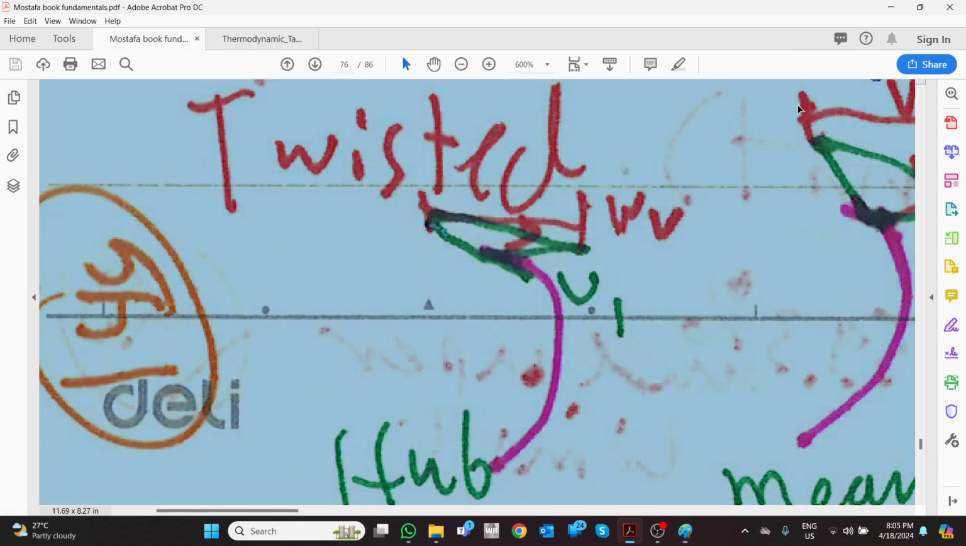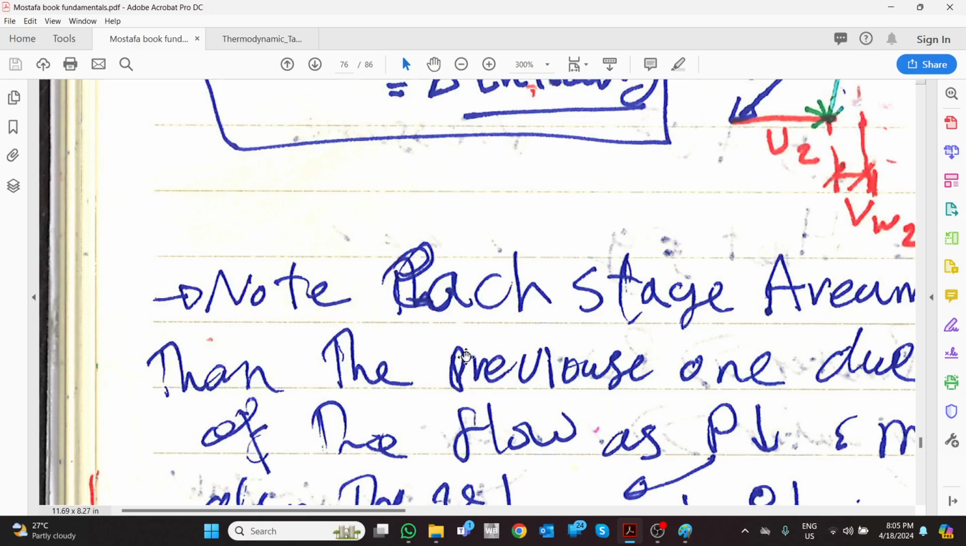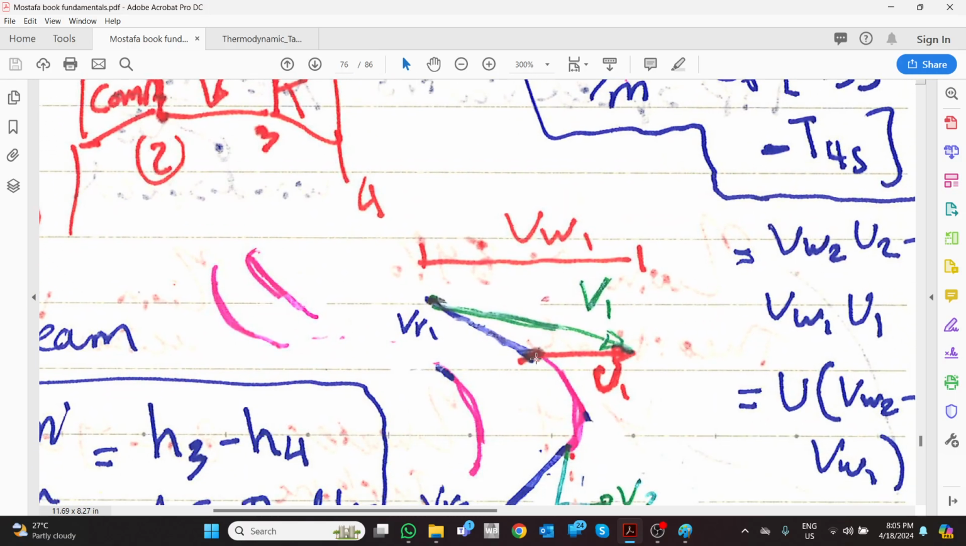Based on this, when u is small, you can draw it: if you didn't twist the blade at the bottom, the angle will reduce the whirling velocity, and the same manner here, and here. So in the hub, or at the start, you need to twist the blade a lot. Why? If you twist the blade a lot, you will make the whirling velocity bigger.